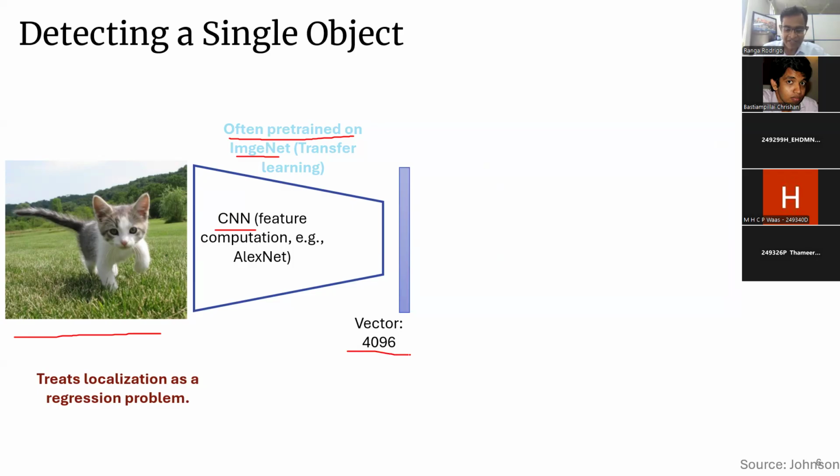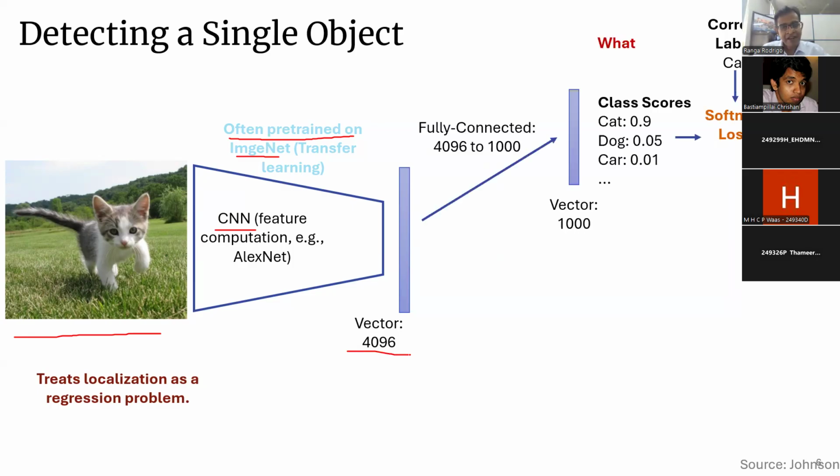So this produces a vector of 4096 numbers. Then, to classify, we connect it to a fully connected network, 4096 to 1000. Those 1000 nodes represent each of the 1000 classes in the data set. As we saw before, the cat score should hopefully be the highest one because it is a cat image, and this answers the what question. The correct label is a cat, and we can do that with the softmax. So I think those things are clear.